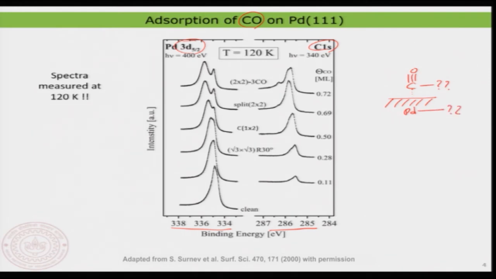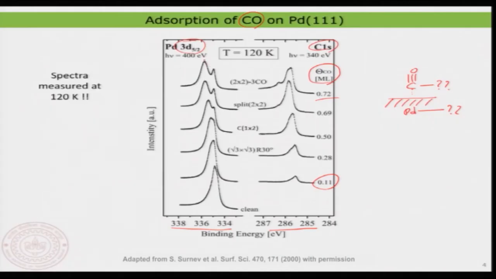Now, in this series of spectra, what is changing is the so-called coverage, or the amount of molecule that is sitting on the surface. So 0.11 monolayer up to about 0.72 monolayer. That means it is not a complete coverage, but you are trying to put a lot of molecules onto the surface and looking at what happens to the carbon 1s resonance and also to the palladium 3d resonance.